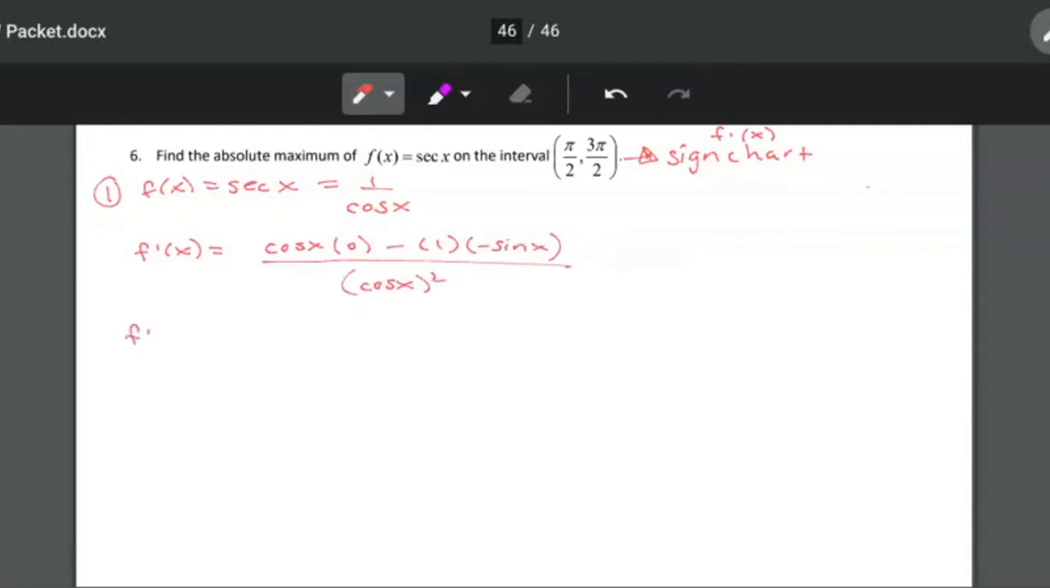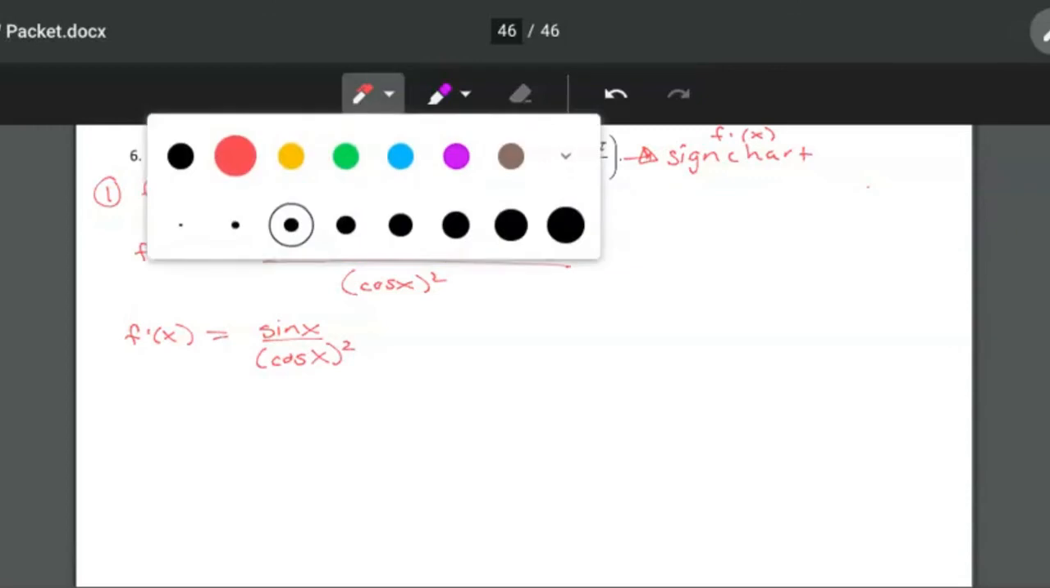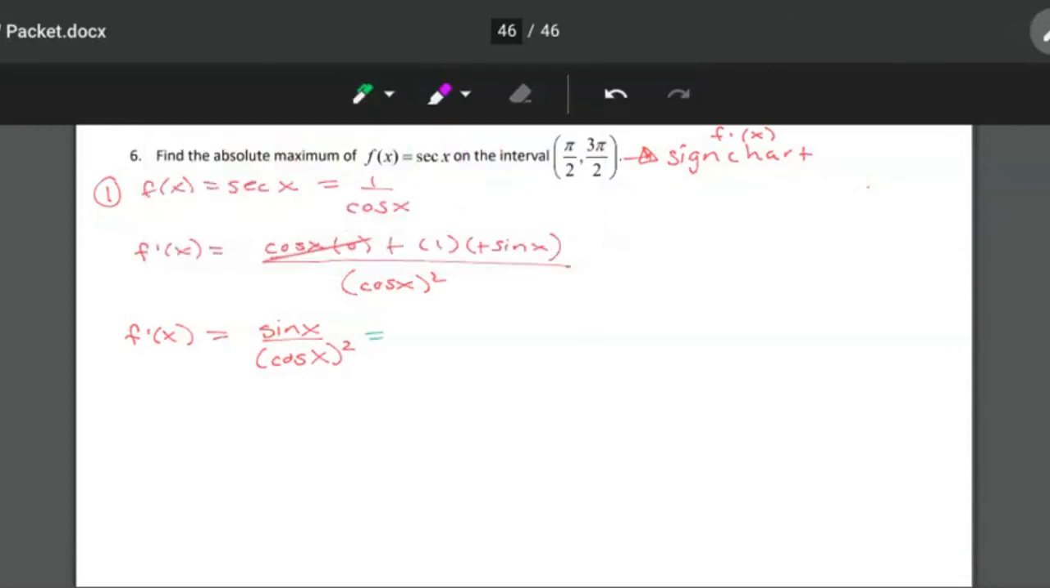All right, and I'm going to simplify that. Cosine times 0, 0, that goes away. Double negative turns to a positive. So you really get sine all over cosine squared. All right, and from there, you have to set that equal to 0 and solve. To solve this, I'd put that over 1 and cross multiply. You'd get sine of x equals 0.